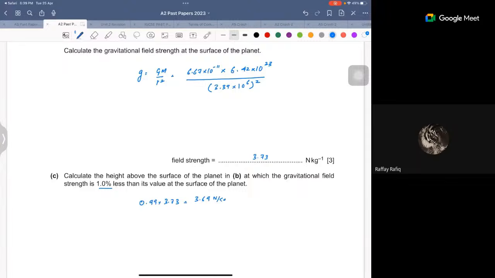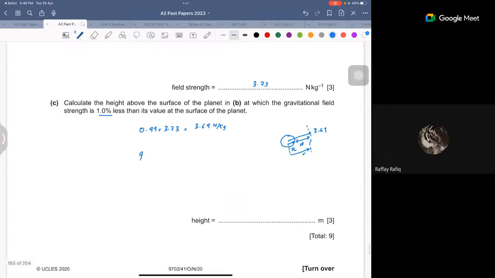3.69. Okay. Now, what we're looking at is we are here from the center. We want to find somewhere here the field strength. But at this point, it's 3.69. And you guys need to understand that this is the radius of the planet plus the distance above the surface. So we've got to find this d, and this is the total r. Okay, like that. It's better. Now you're going to do g equals GM over r square.